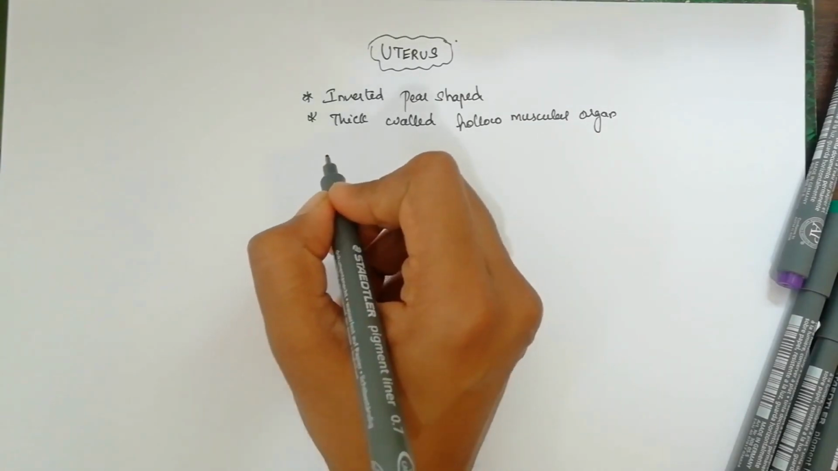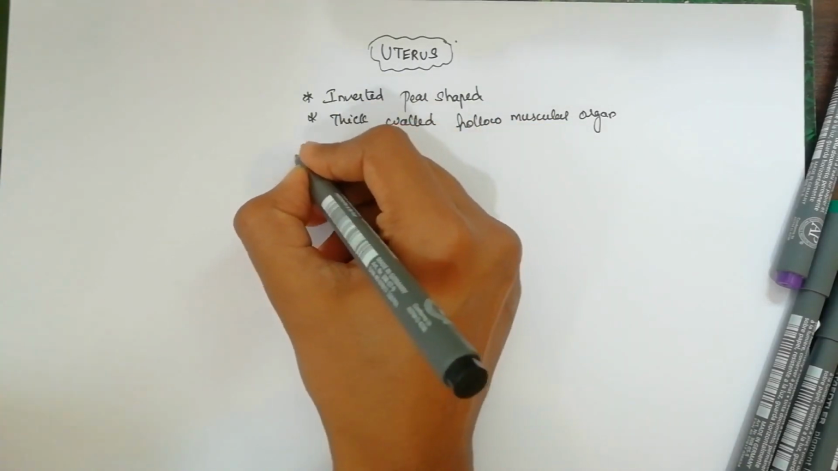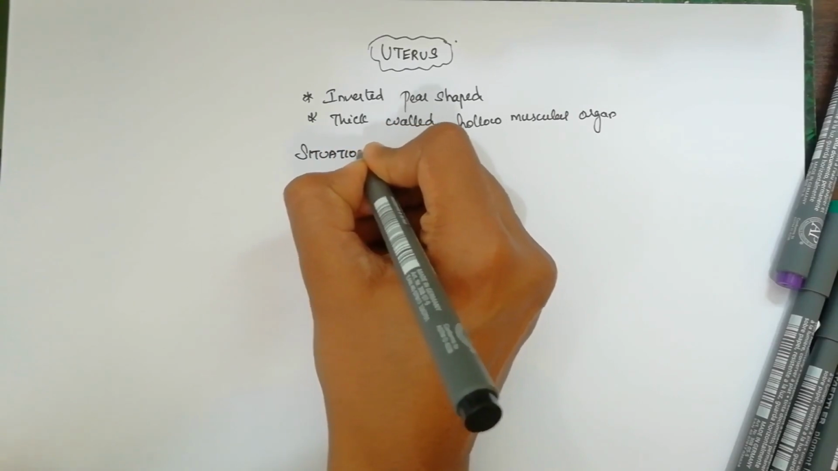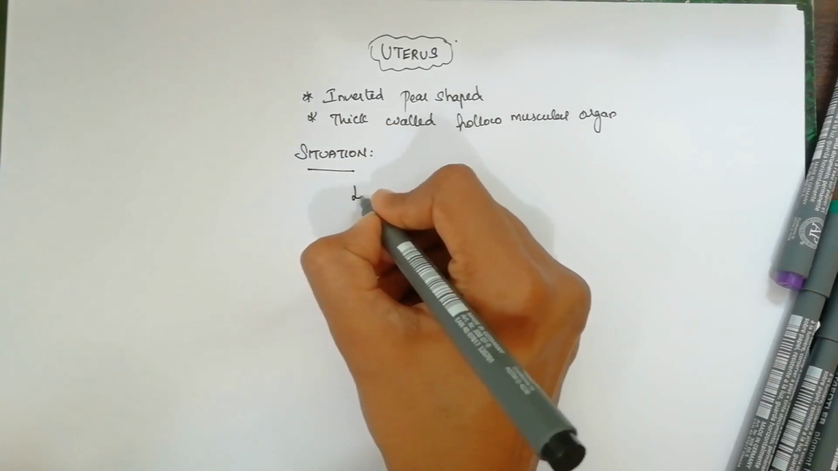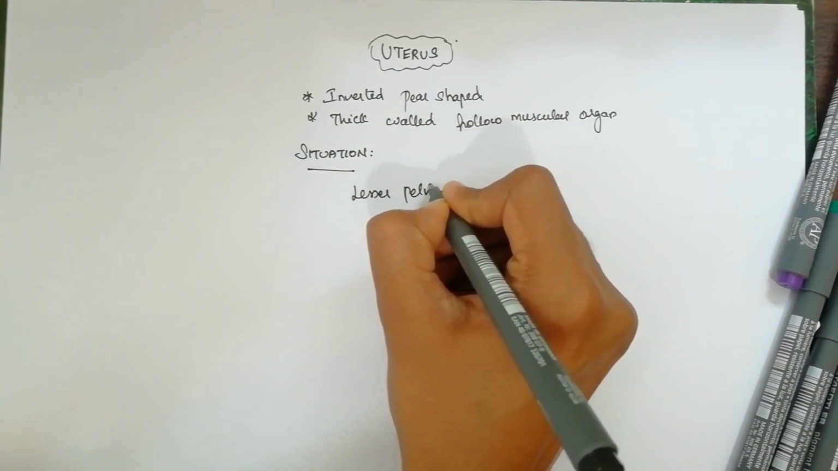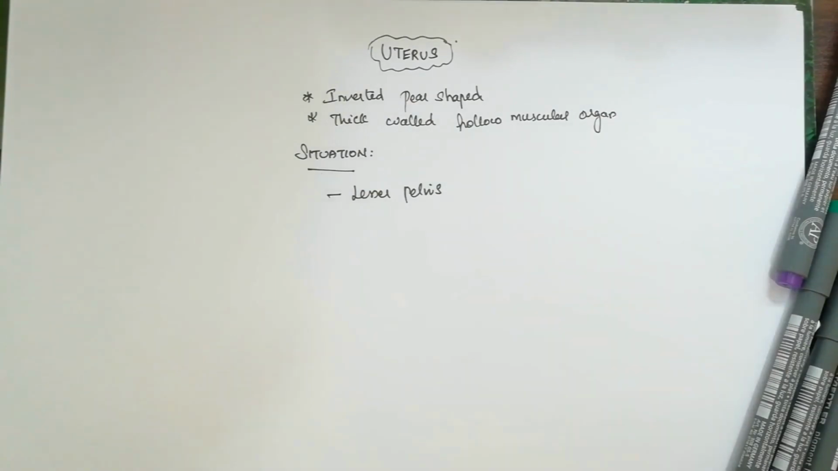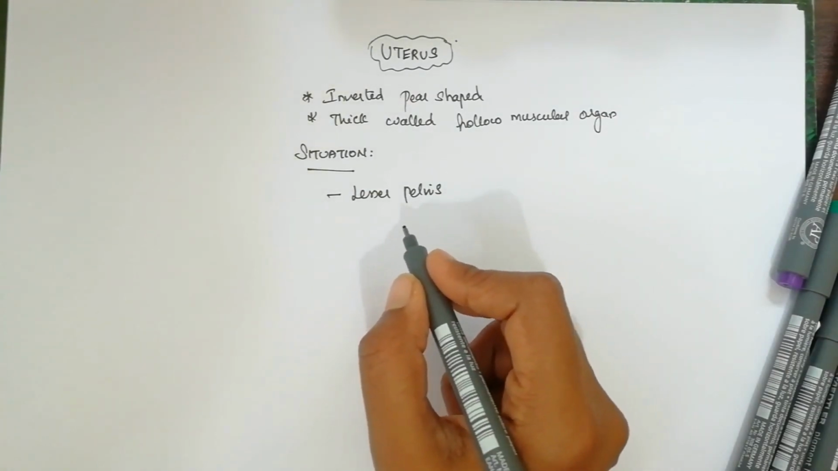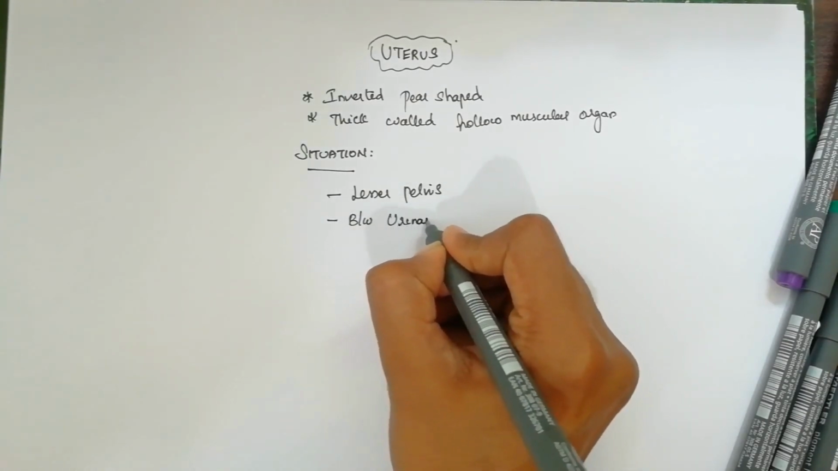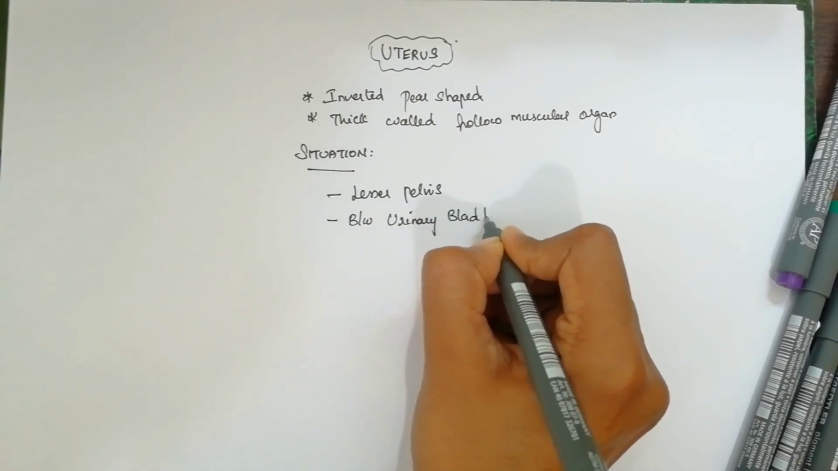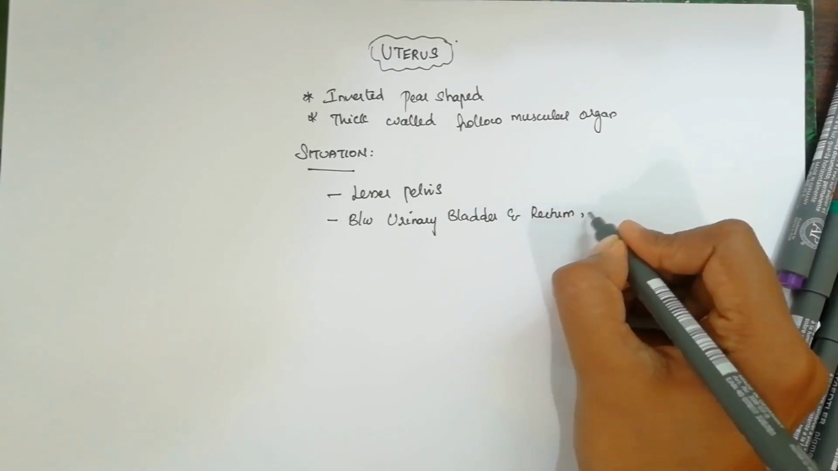Now we have to see the situation of the uterus. To talk about the situation of the uterus, it is seen, as I said before, in the lesser pelvis. We have the true pelvis and false pelvis, otherwise called the lesser and greater pelvis. In the lesser pelvis we have the placement of the uterus, and it is present between two organs, that is, between the urinary bladder and the rectum. Behind we have the rectum and sigmoid colon.